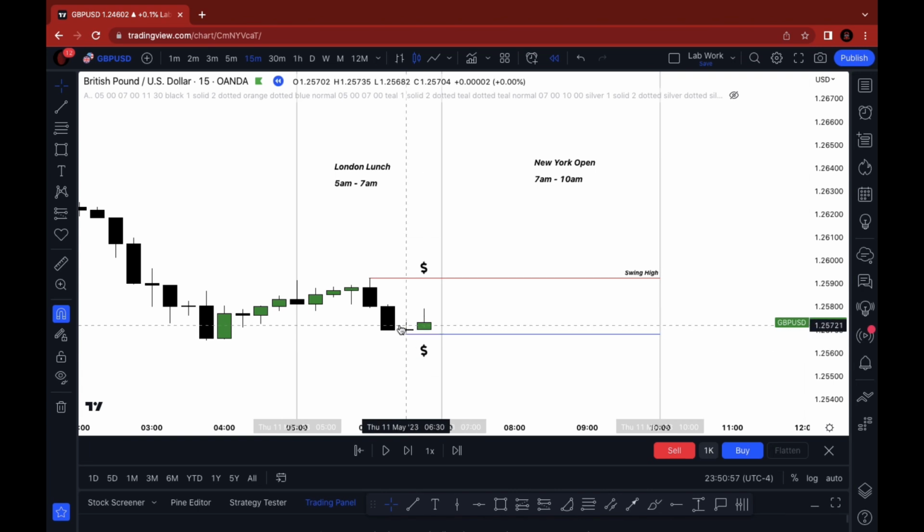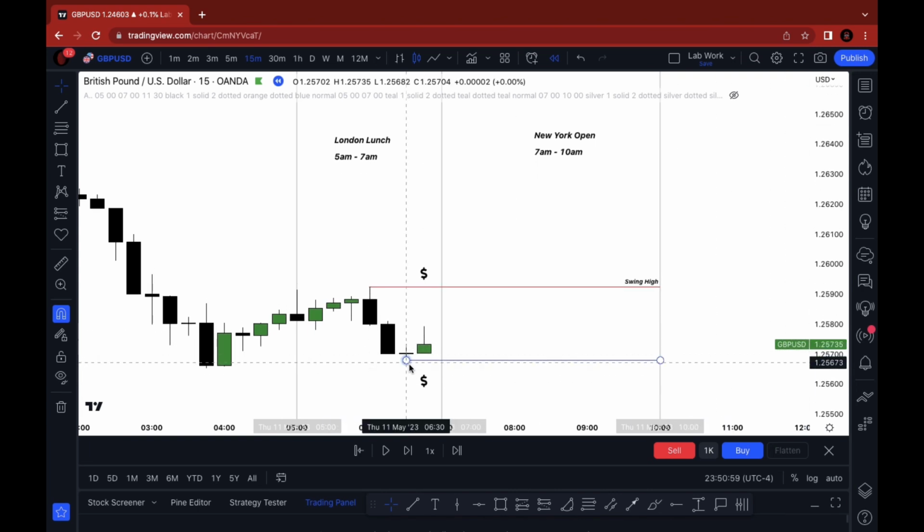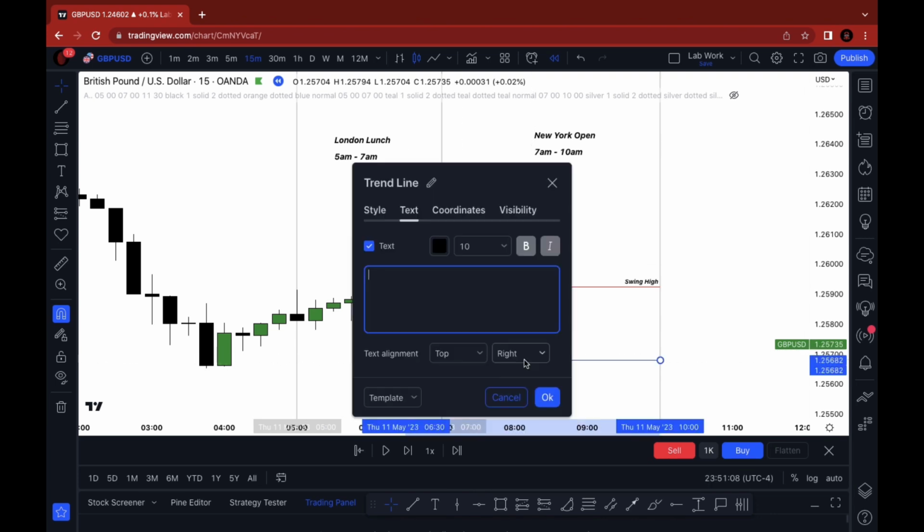What makes this a swing low? Well, because the low here is lower than the one on the left and the right. There's a higher low on the left and a higher low on the right. That's the swing low formation where your sell side liquidity is residing.